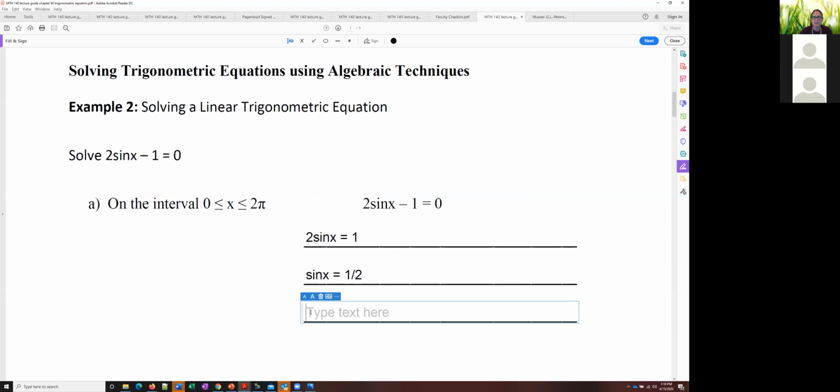Okay, and then you need to think about your unit circle. So where on the unit circle would the sine of x be equal to 1/2? There's a couple different answers. There's one answer in quadrant 1 and an answer in quadrant number 2. So the answer in quadrant 1 would be x equals pi over 6, and the answer in quadrant number 2 would be x equals 5 pi over 6. Does that make sense so far?